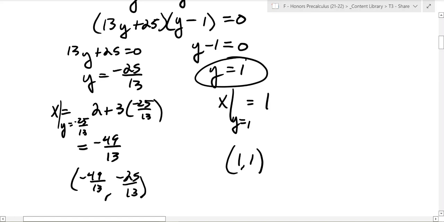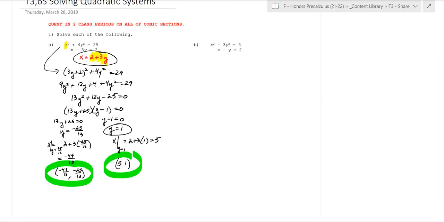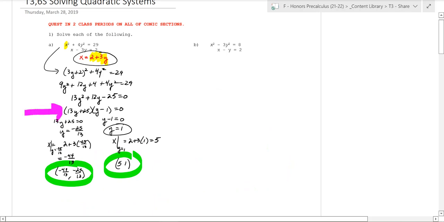Oh, excuse me, and it's not 1, 1 here. Pause. It's equal to 2 plus 3y, and y is 1. That was my mistake. So x is going to be equal to 5 right there. So you have two answers here, here and here. The key on this one is to not give up on the factoring right here. Just be really careful. Keep track of what you've tested.